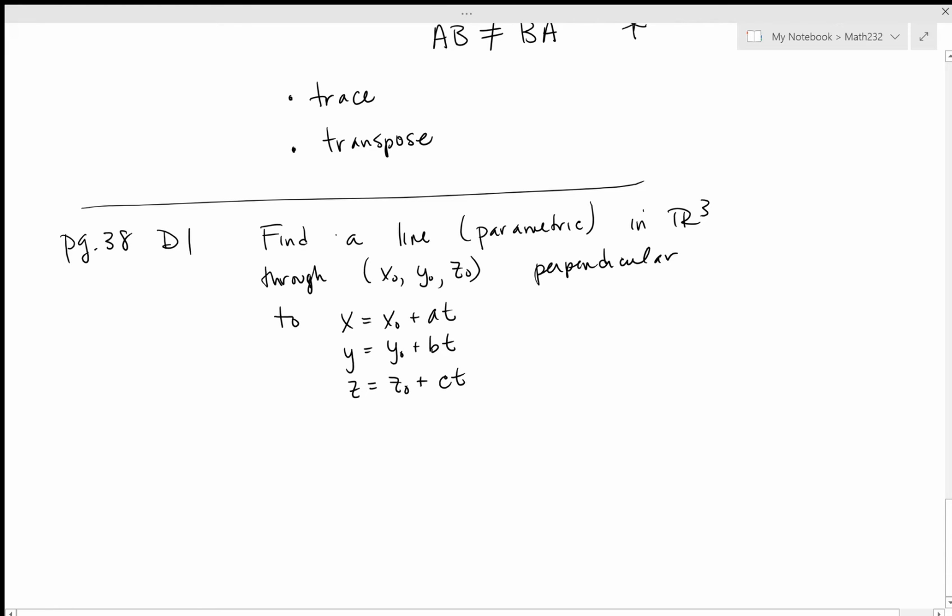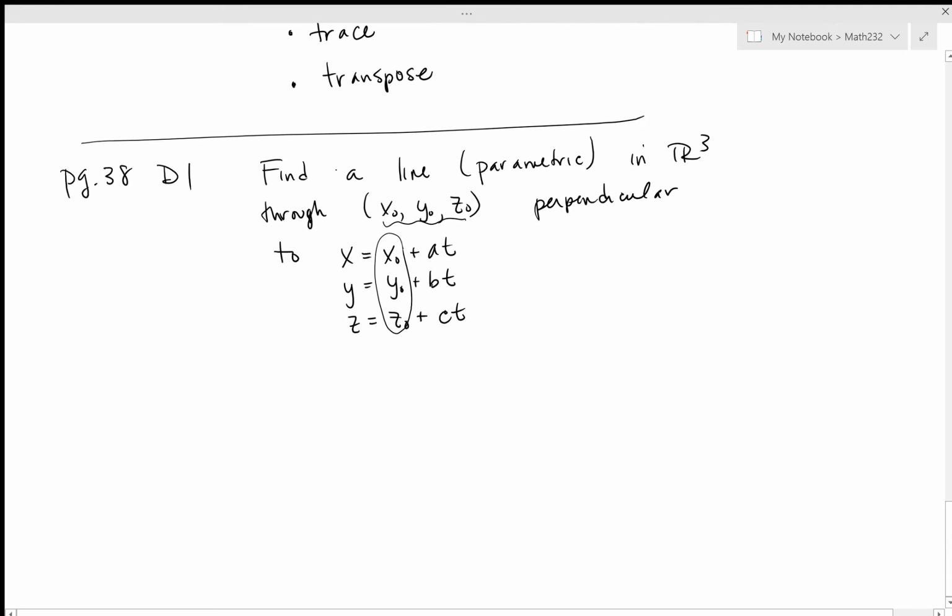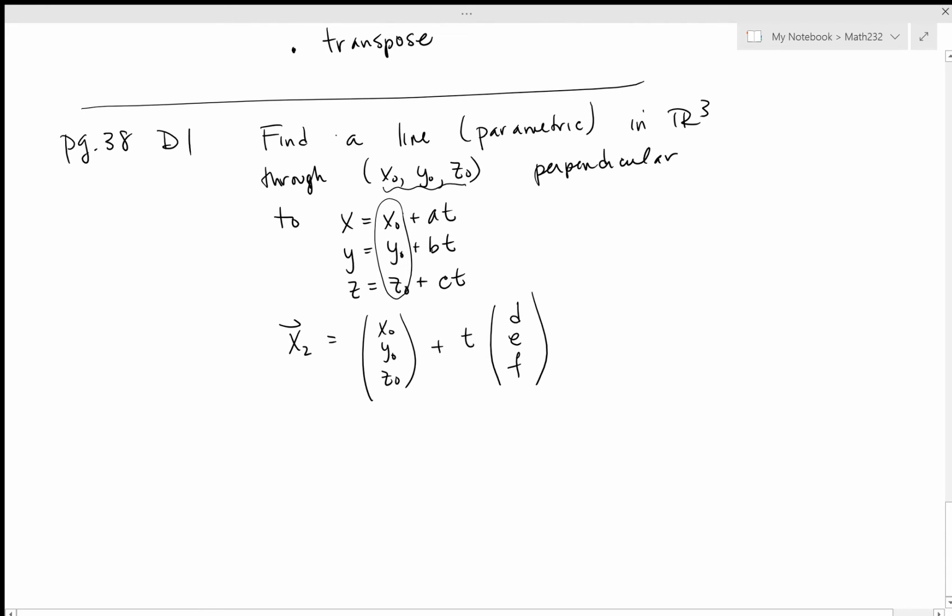Okay, so we want to find a line perpendicular to this line here, given parametrically, through this point. The first thing I'm noticing is that we want the line to go through this exact point. The line I'm going to try to find, let me call it x2, is going to go through the point, and it's going to be parallel to some vector. That is the equation of a line. And then I want it to be perpendicular to this line here.